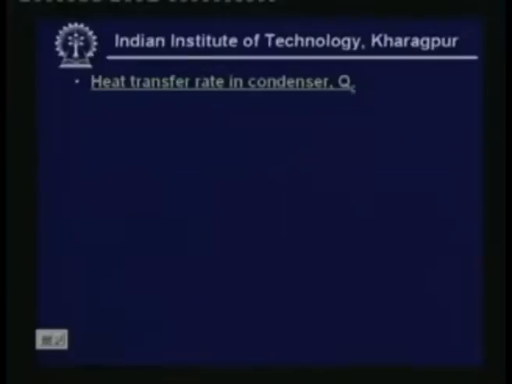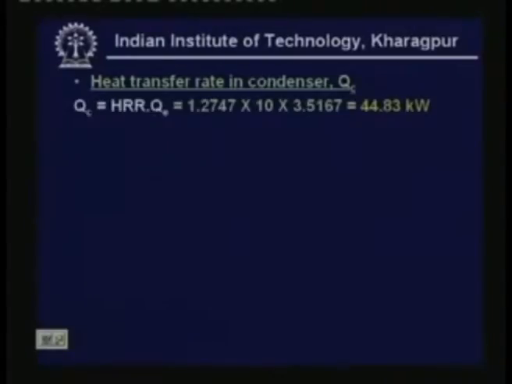So, first the step is to find out what is the required heat transfer rate in condenser. You know that required heat transfer rate in condenser is nothing but QC equal to the product of heat rejection ratio HRR into refrigeration capacity. The heat rejection ratio is given as 1.2747, and the refrigeration capacity is given as 10 tons. So, we convert that into kilowatts. So, this is 10 into 3.5167 kilowatt. So, from this equation you find that the condenser heat transfer rate is 44.83 kilowatt.